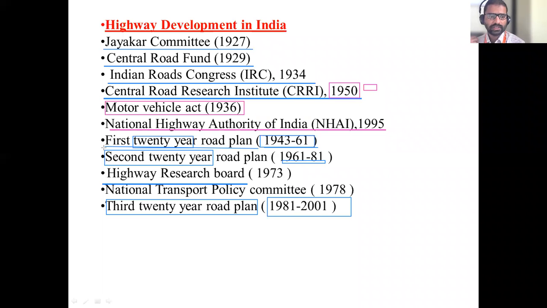Actually, this first 20-year plan is also called the Nagpur Road Plan. This first 20-year road plan is also called the Nagpur Road Plan, because the discussion started from Nagpur.